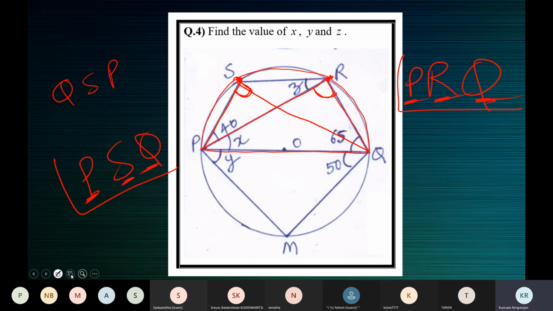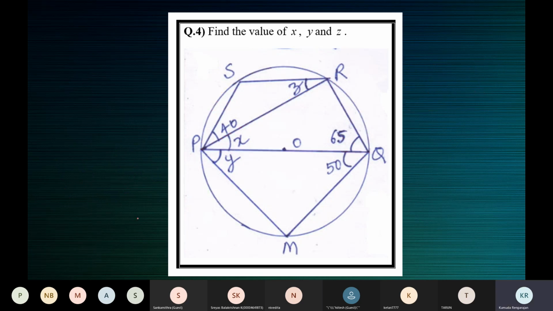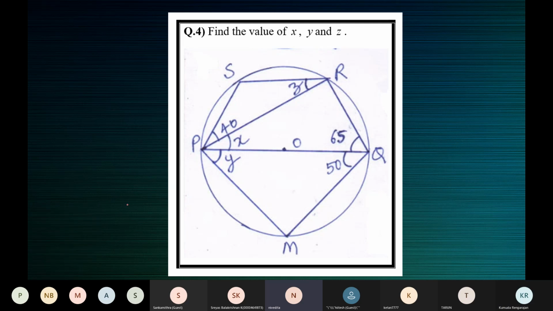Now, children, please tell me another angle in the semicircle which is 90 degrees. There is one more angle. PMQ. Thank you. Very good. PMQ, because it is formed in the semicircle. P and Q are the diameters, ma'am, and M is an angle which is in the semicircle, so it's 90 degrees, ma'am. Perfect.